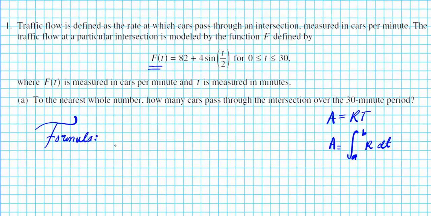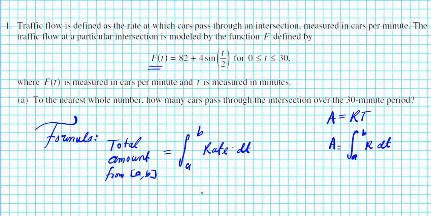So the formula is the total amount, from a to b, is equal to the integral from the starting time to the end time of the rate, rate as a function of time, times dt. So that's the formula that we're going to be using here.